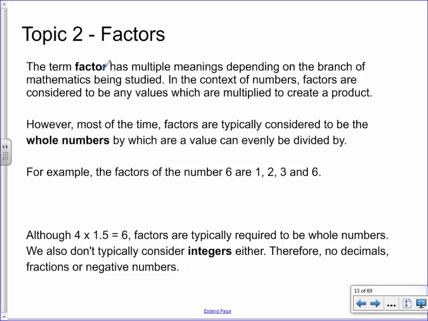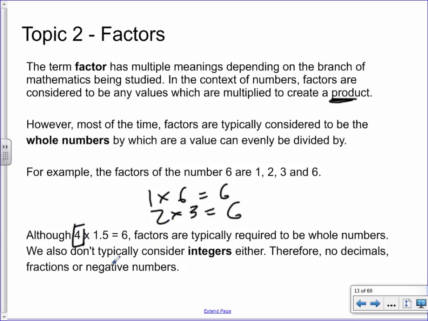So today's topic is factors, which I think you guys already know this word a little bit, right? A factor is essentially part of a product. Factors are considered to be any values which are multiplied to create a product. So if you can multiply two numbers to get the number you're looking for, that's a factor. Usually we use whole numbers. So I already have this example here. Factors of 6 are 1, 2, 3, and 6, because 1 times 6 equals 6, so these guys are factors. 2 times 3 equals 6, so again, all of these numbers here are factors.